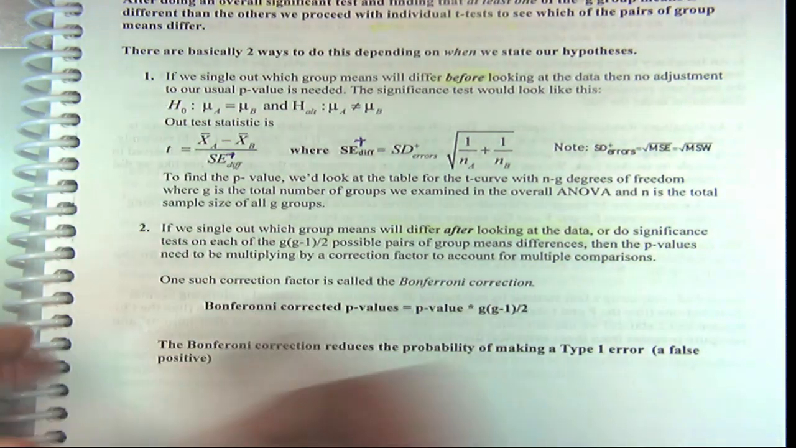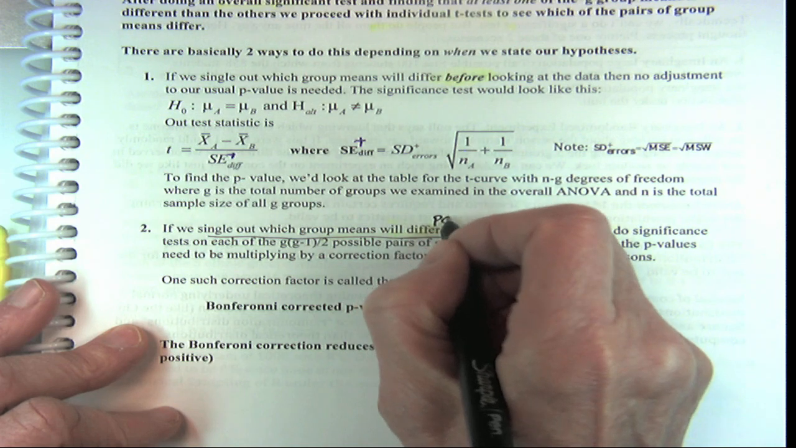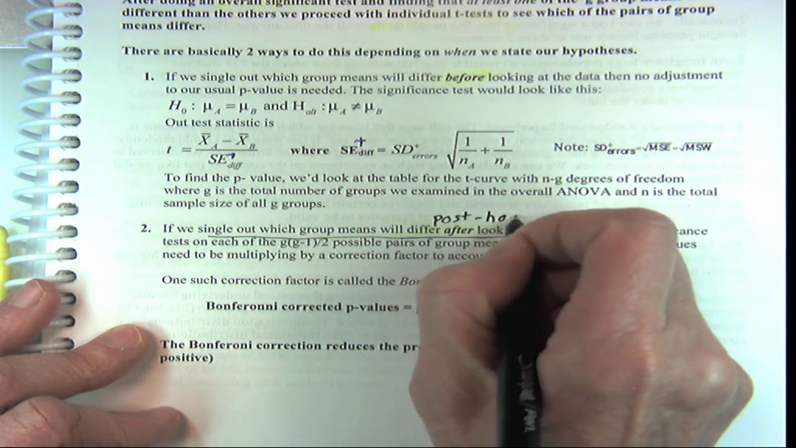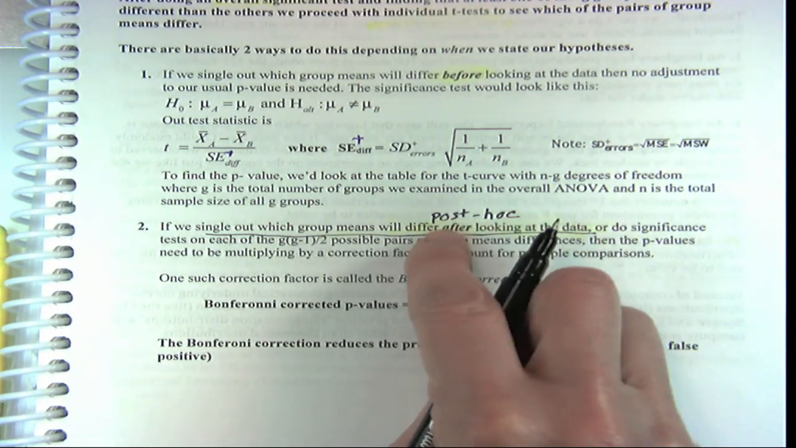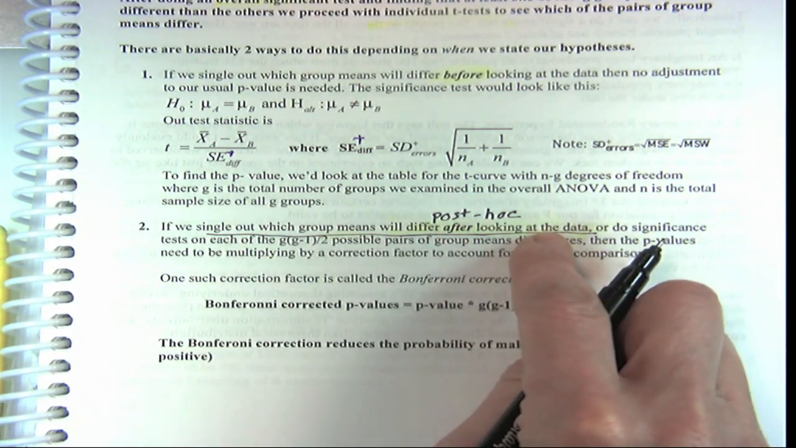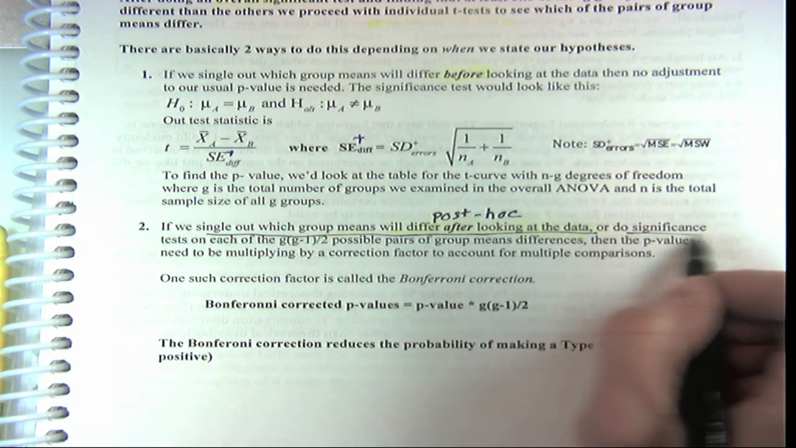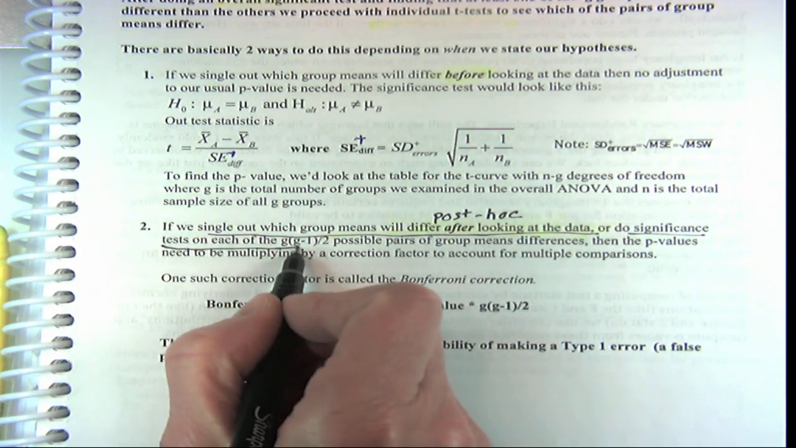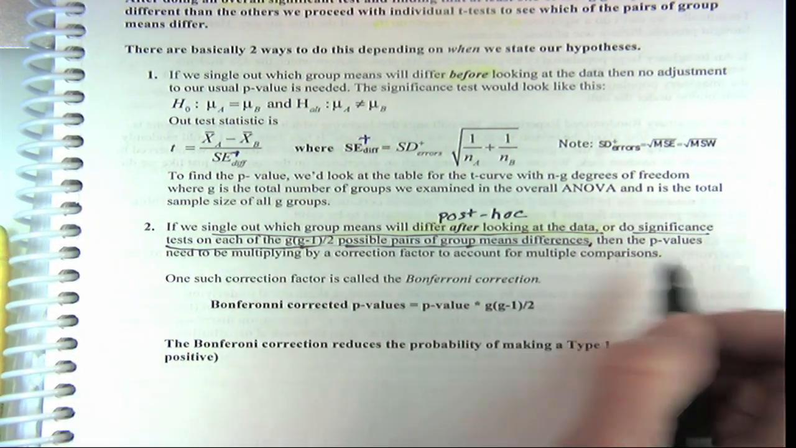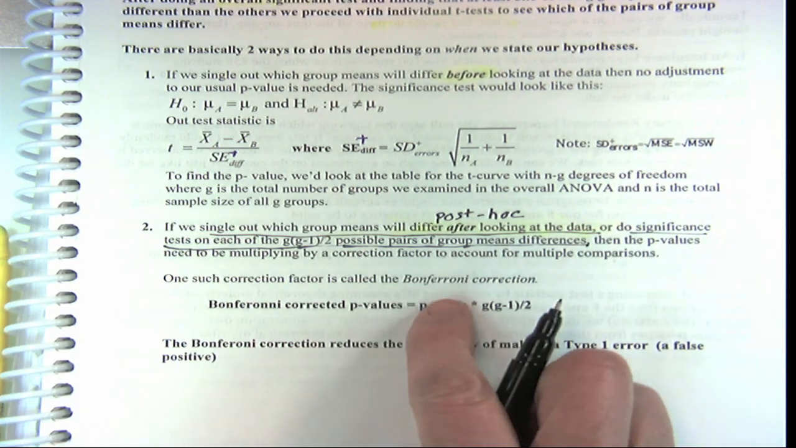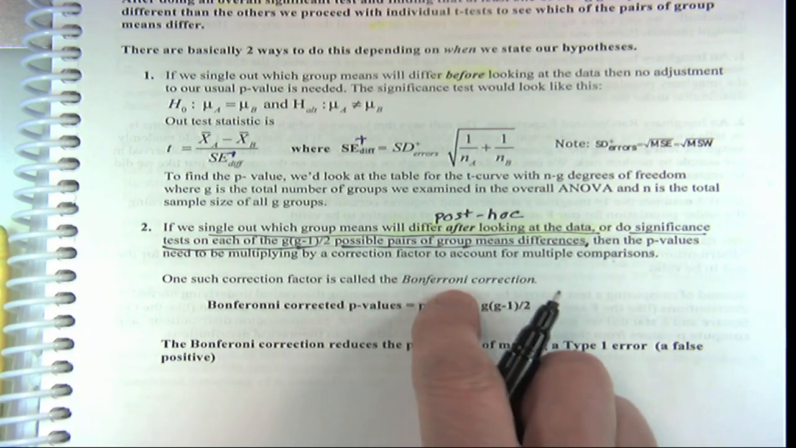If you single out comparisons after looking at the data, that's called post-hoc comparisons. That's the title of this chapter. Or if you do significance tests on each of the G times G minus 1 over 2 possible pairs of group mean differences, then you need to use this correction or some other corrections. There are other ways, but this is the one we're learning.